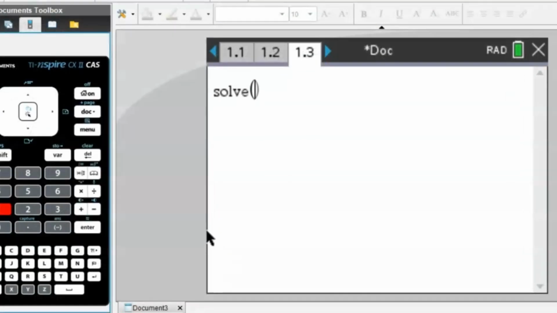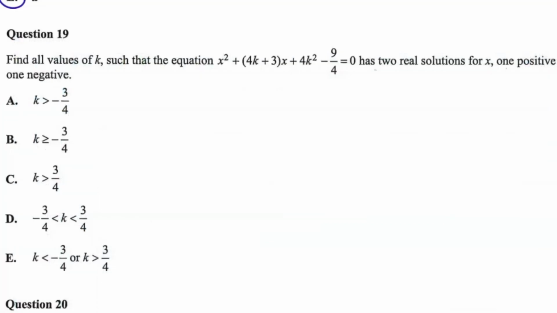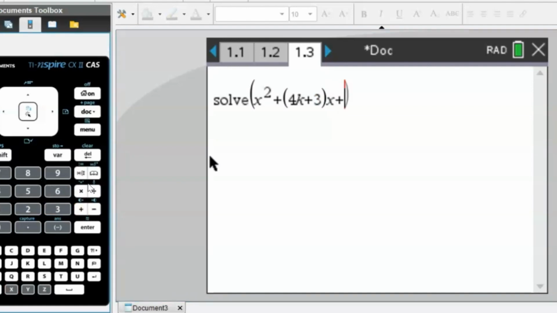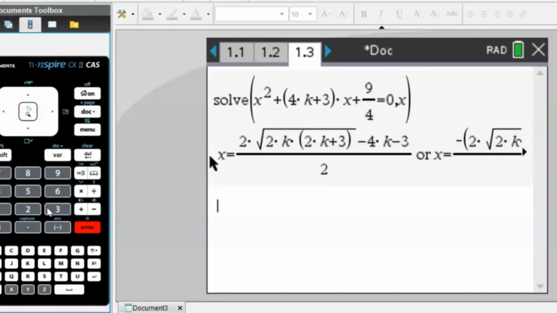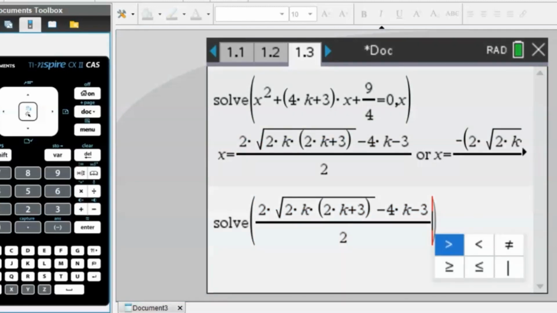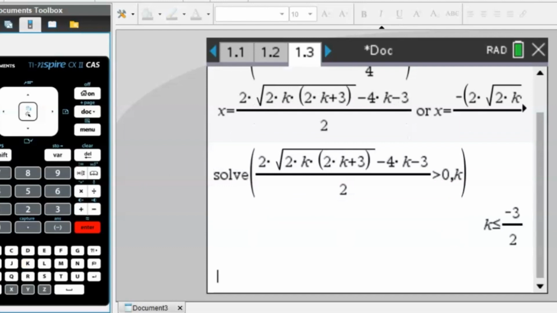That one was x squared plus 4k plus 3 x plus 9 over 4, and the whole lot equals 0. We're solving for x, comma x. Now we solve for x, so now we need to solve for k. Menu 3, 1. The question is asking for k, where k is greater than 0. That's when we get 2 solutions. Where k is greater than 0, that's what we get.